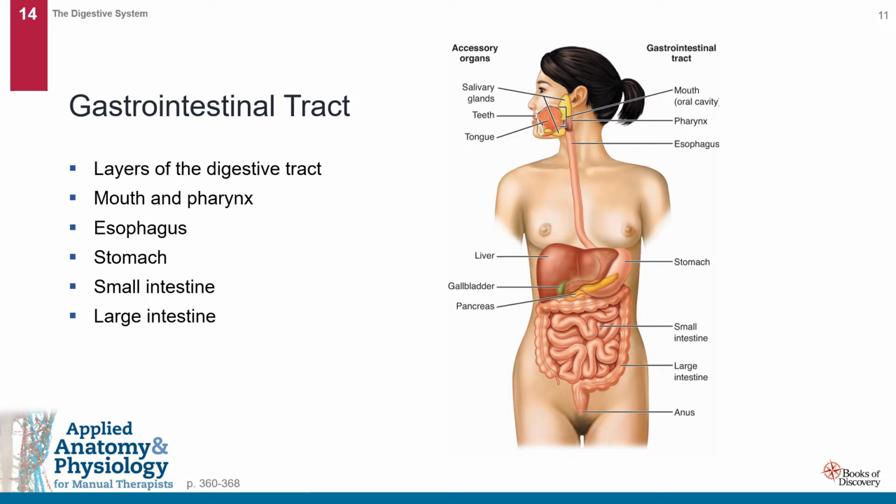There is also the muscularis. These are two distinct types of smooth muscle fibers that make up the third layer of the GI tract. And the serosa, this is the outer layer of the digestive tract, and it is the innermost layer of the serous membrane called the peritoneum.